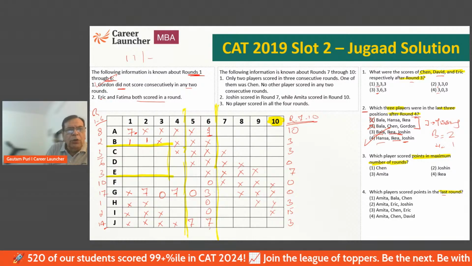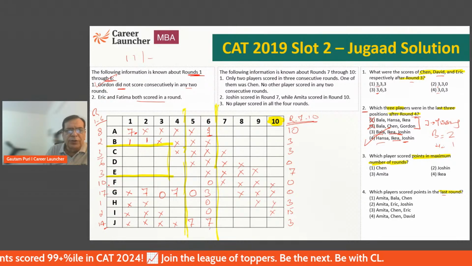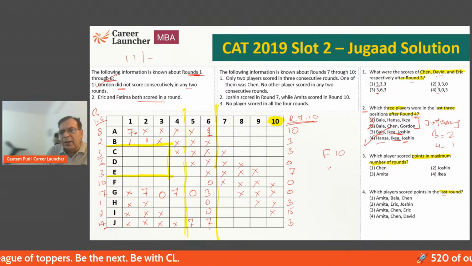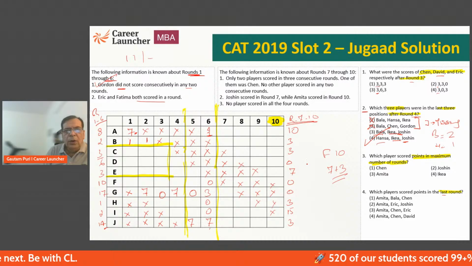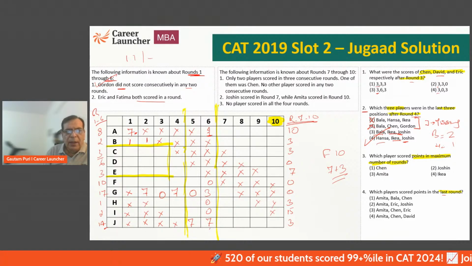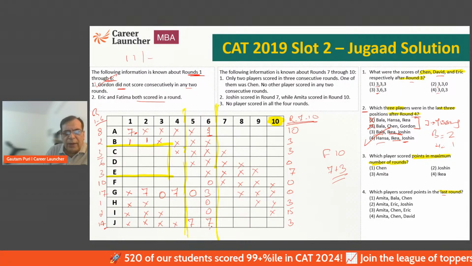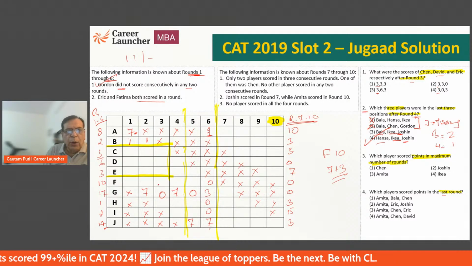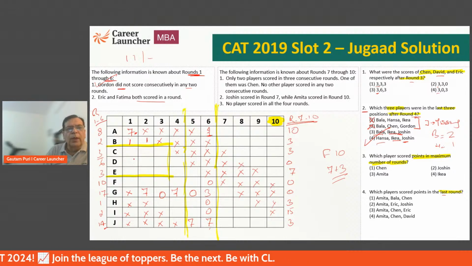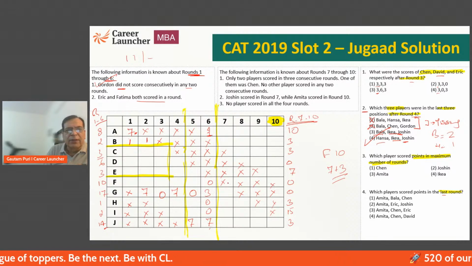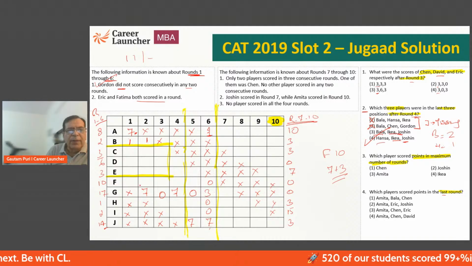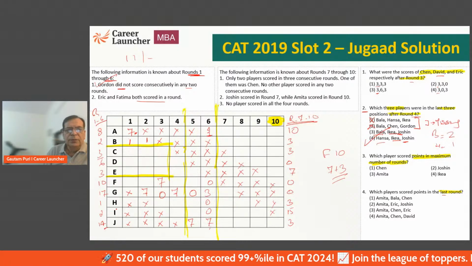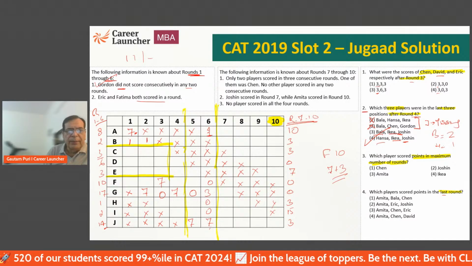E and F both scored in a round. Now F has got 10 points. How can F get 10 points? F can get 10 points as 7 plus 3, or 3 plus 7 as the case may be. Now please look at it. Round 6, 7 is already there. Round 5, there's a 7 already. Round 4, there's a 7. Round 3, 7 is missing. Rounds 1 and 2 have a 7. The only round in which 7 is missing is round 3. So F would have got a 7 in round 3.